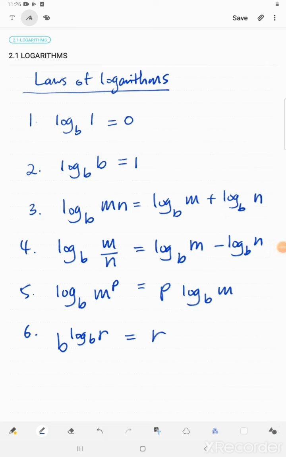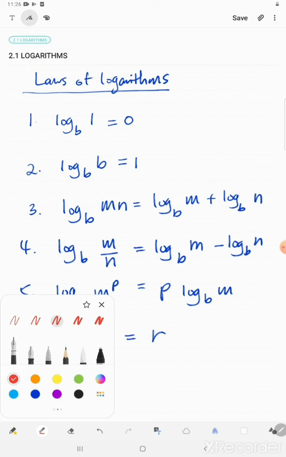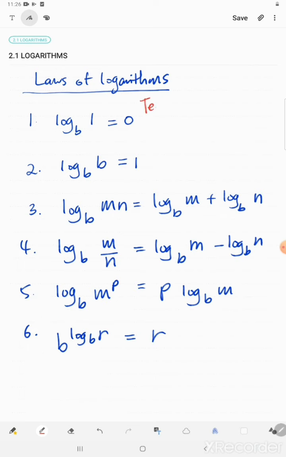Logarithms, we have in total 6 laws. Number 1, we have log 1 base b equal to 0. You have to remember each law stated. We can test. I have an example: log 1 with any base, let's say 5. Press your calculator: log 1 divided by log 5. Your answer will be 0.